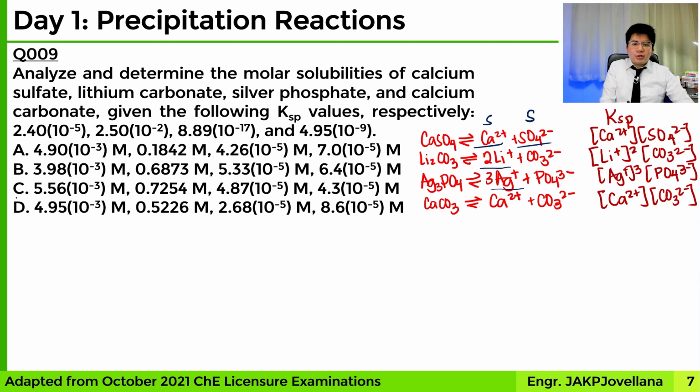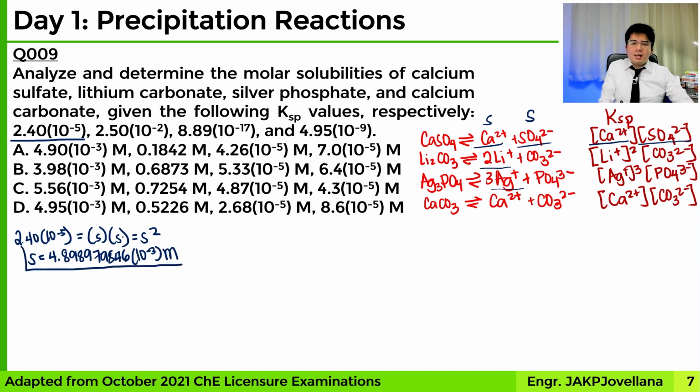So KSP of calcium sulfate, respectively, is given here: 2.4 times 10 to the minus 5. This is equal to the concentration of Ca2+ and concentration of sulfate ion. So we can express that as S. So S times S, which is S squared. So 2.4 times 10 to the minus 5 is equal to S squared. So calculating for S, we can have S equal to 4.8989 times 10 to the minus 3 molar. So this is the solubility of calcium sulfate.